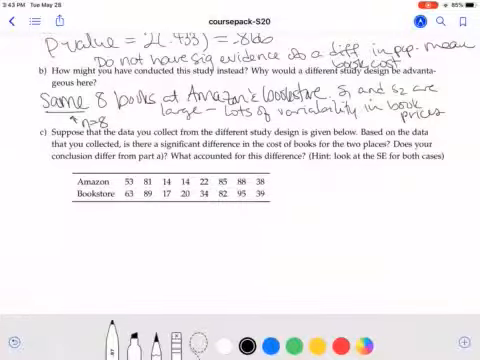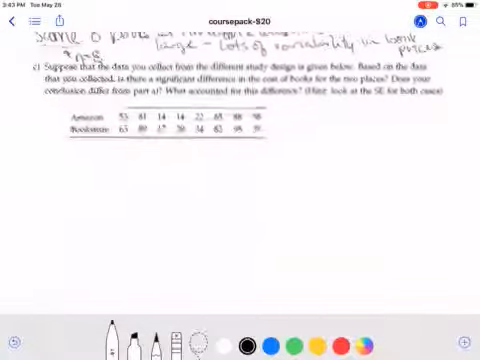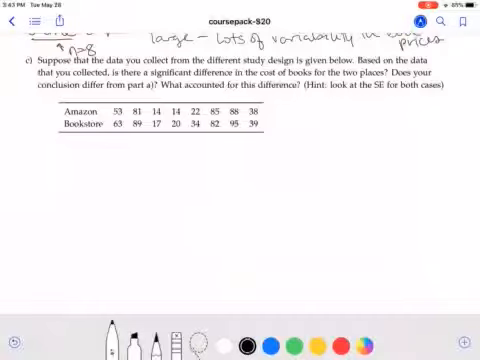These are the same exact book. Now the question is, do we have a difference in the costs for the two places? Does our conclusion differ from part A, and what accounted for the difference? And we can look at the standard error for both of them.